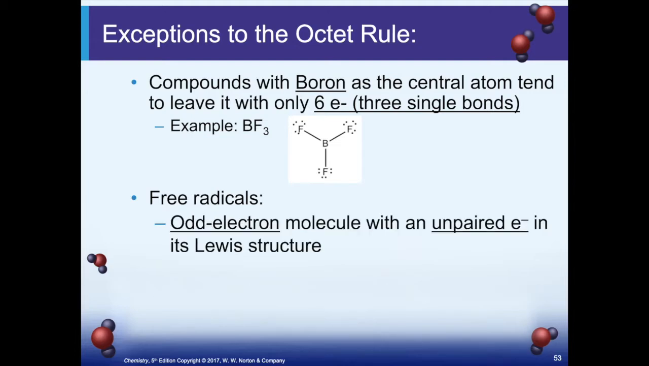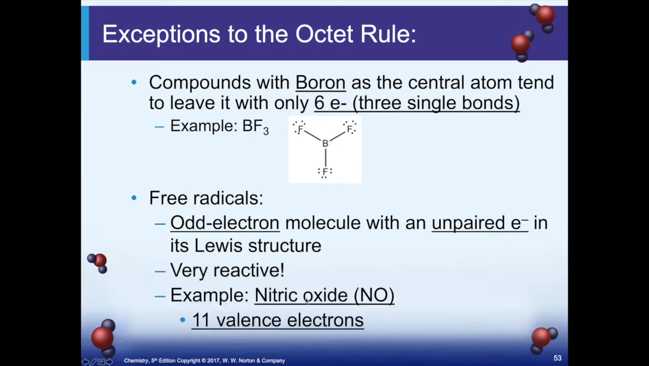So free radicals are very reactive because they don't obey the octet rule. They have an odd electron count, and so they're going to have an unpaired electron. And in general, electrons don't like to be unpaired. There are important exceptions to that, but that creates a chemical species that is very reactive.